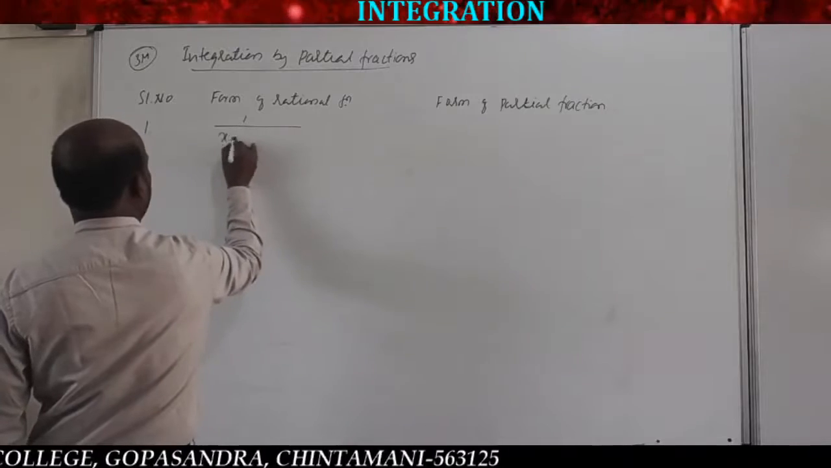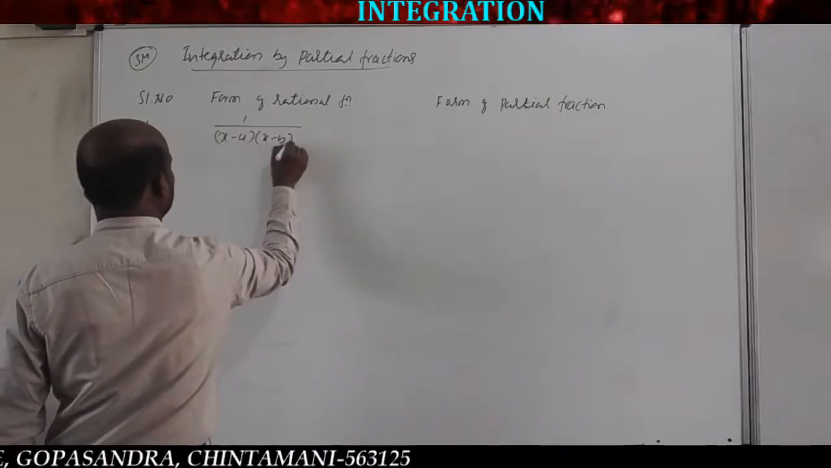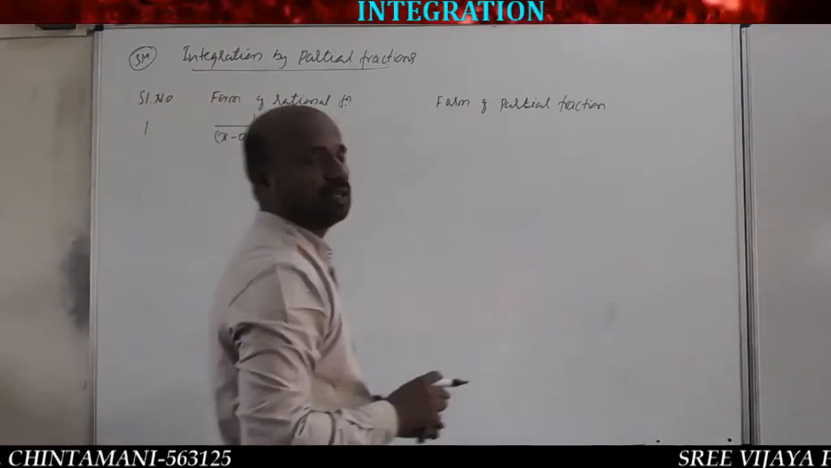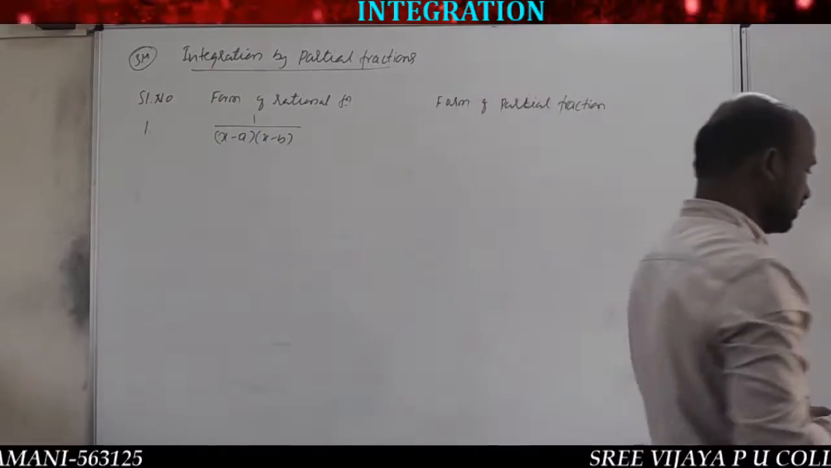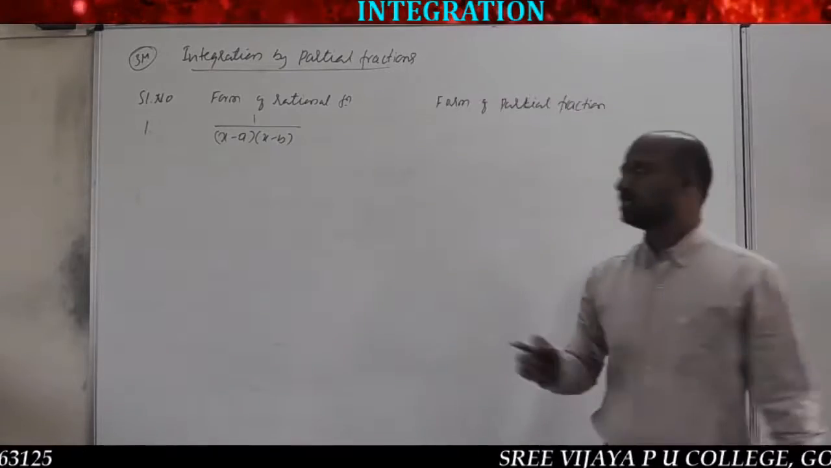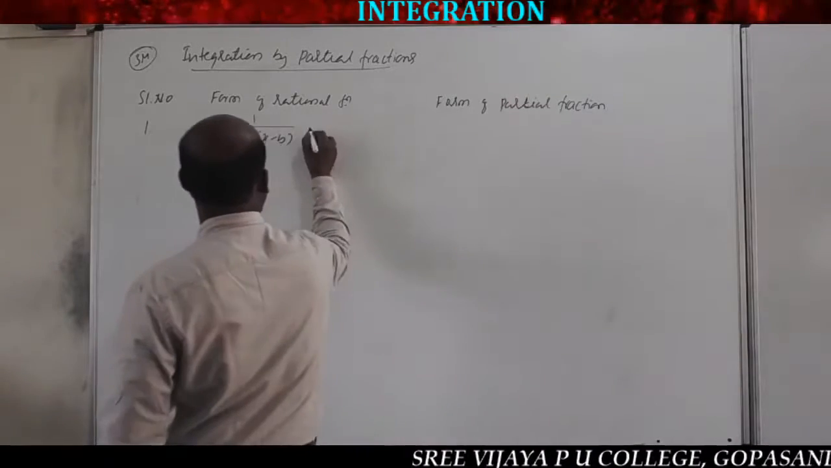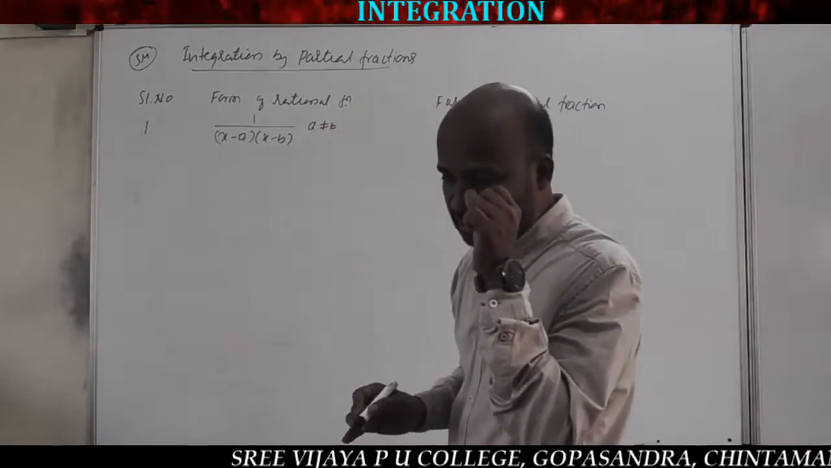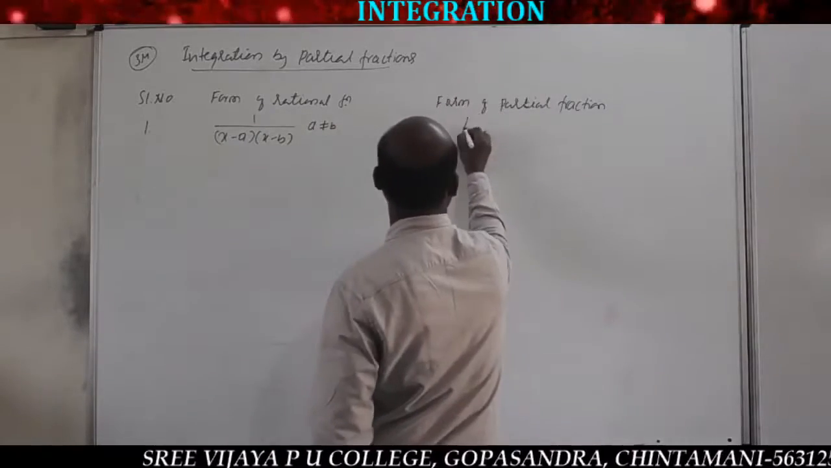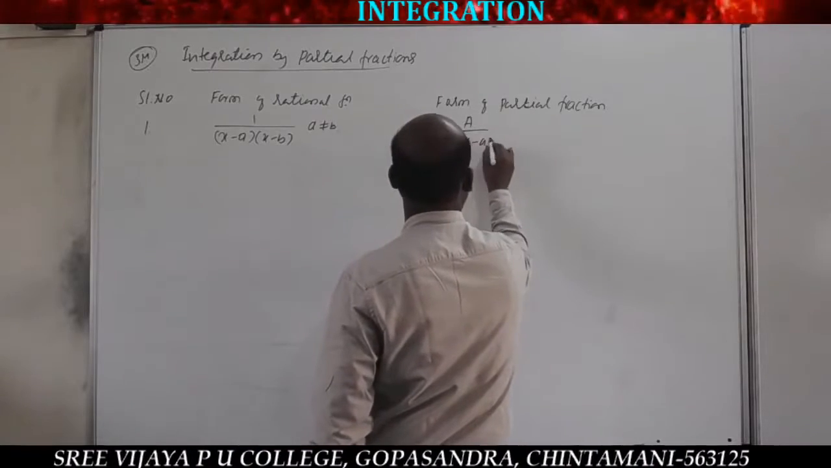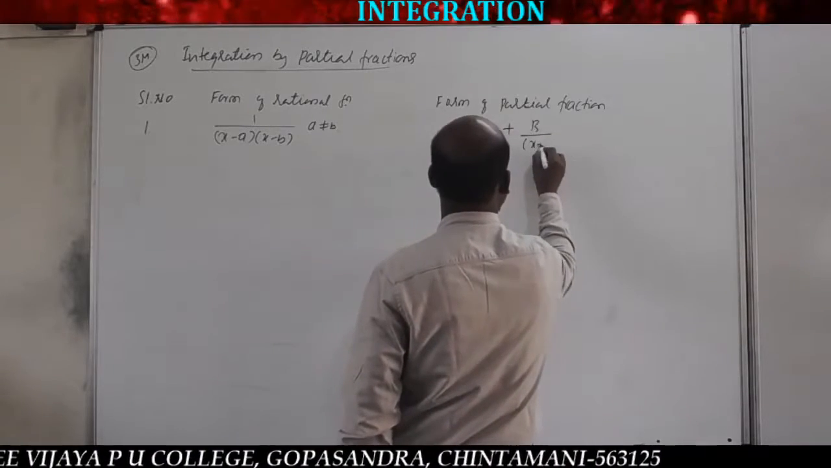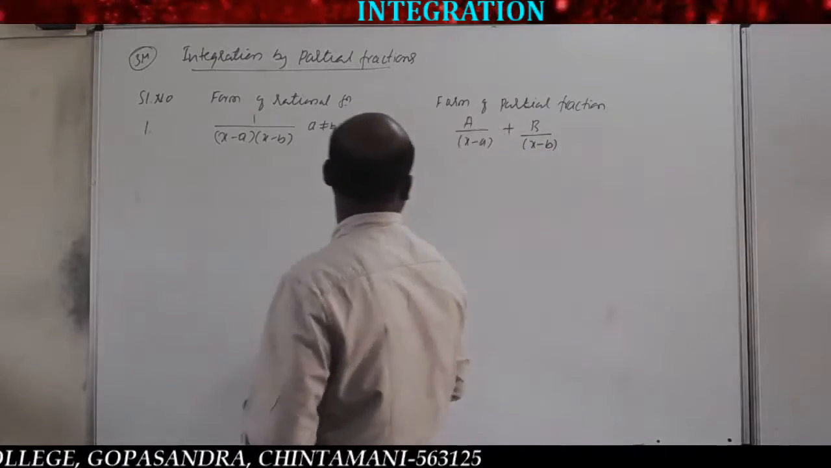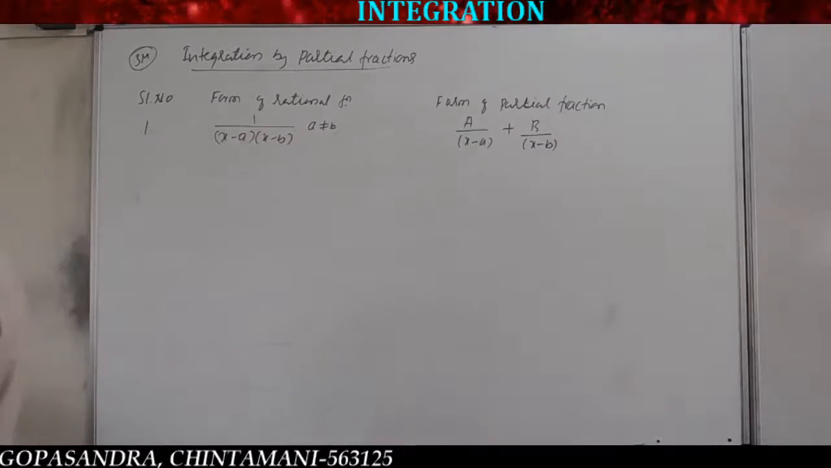So, 1 upon x minus a into x minus b. If the rational function is of the form 1 upon x minus a into x minus b, where a is not equal to b, so a and b are different, then to find the integrals of such functions, we have to split it as A upon x minus a plus B upon x minus b.